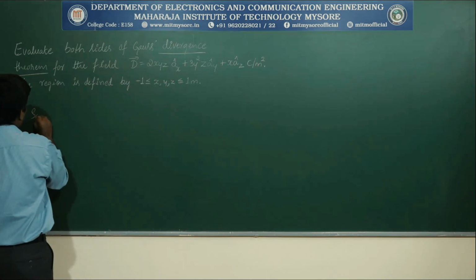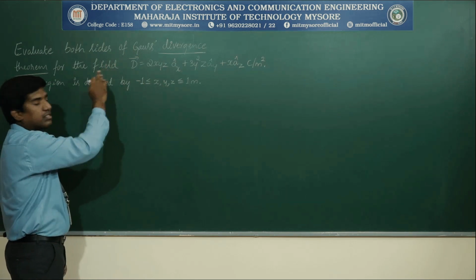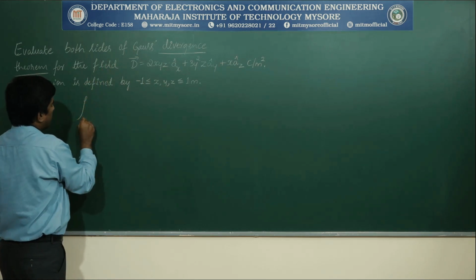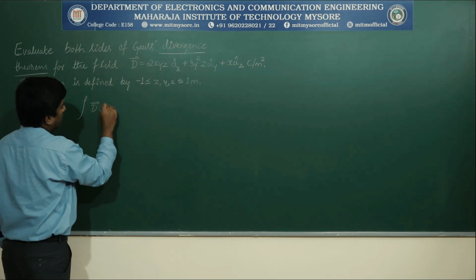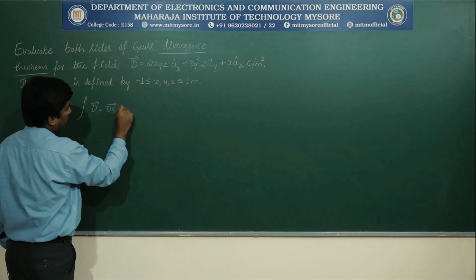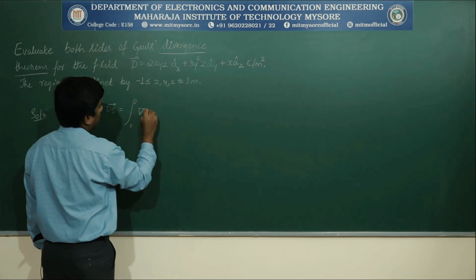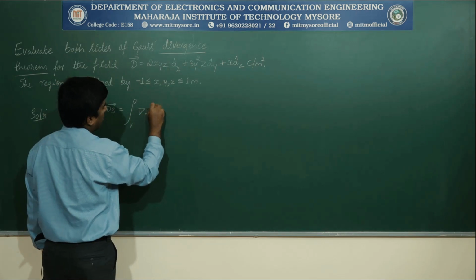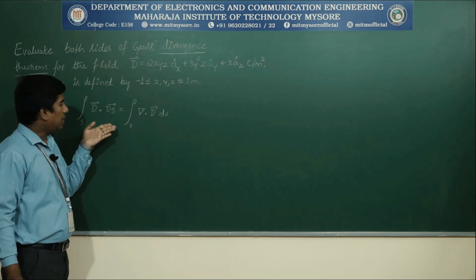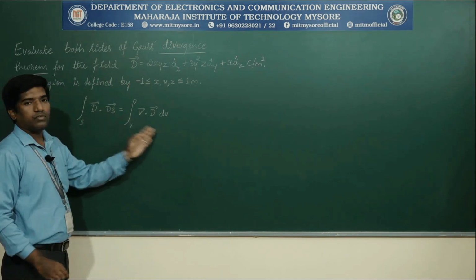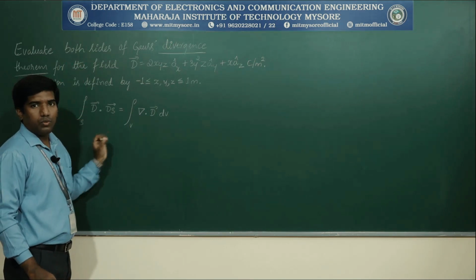So let us write the equation for the Gauss divergence theorem. What it says: the surface integral of D dot dS is equal to the volume integral of del dot D dv. This is what we need to evaluate for both sides of the Gauss divergence theorem. That is what they are asking us to do.